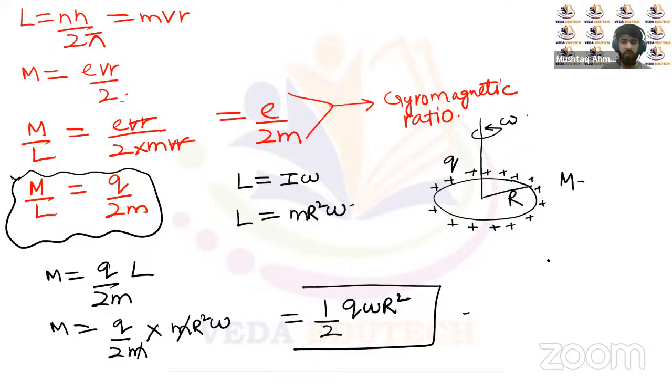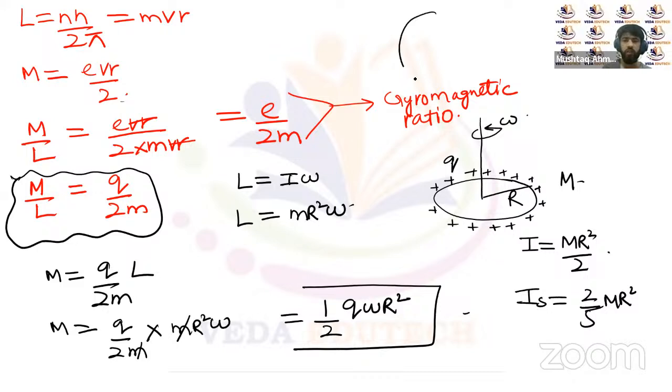Similarly, suppose we have a disk. If the disk is rotating, then the moment of inertia for the disk about its axis passing through the center will be mr square upon 2. Similarly, for a sphere, we have 2 by 5 mr square. So we can calculate the magnetic moment due to different objects, due to cylinder, due to sphere, due to disk, due to ring. So this gyromagnetic ratio is a very useful quantity to calculate the magnetic moment due to different objects which are rotating about their axis. So that's about the gyromagnetic ratio.